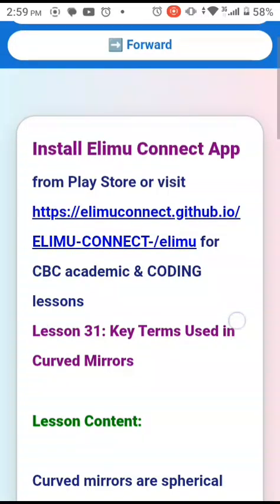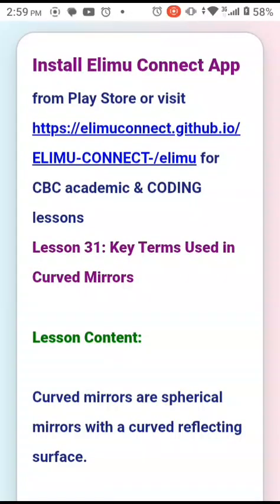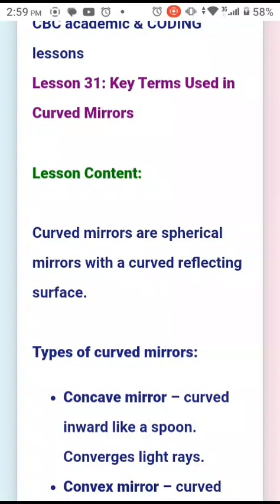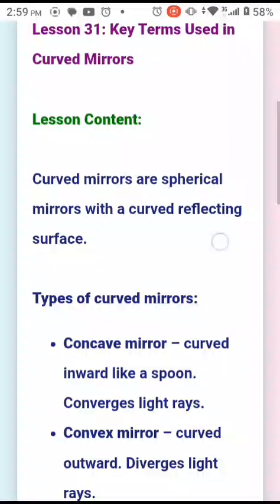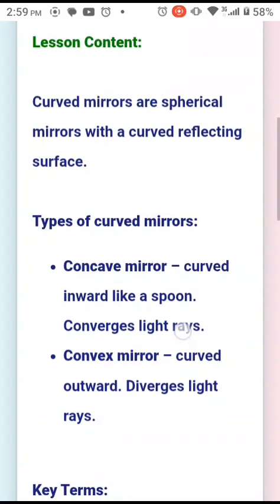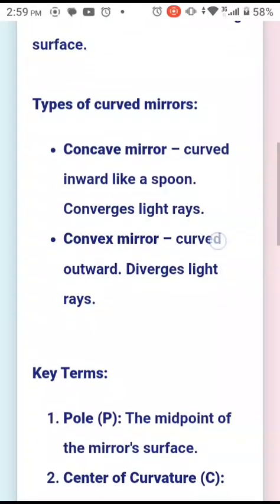Lesson 31: Key terms used in curved mirrors. Lesson content. Curved mirrors are spherical mirrors with a curved reflecting surface. Types of curved mirrors: Concave mirror, curved inward like a spoon, converges light rays. Convex mirror, curved outward, diverges light rays.